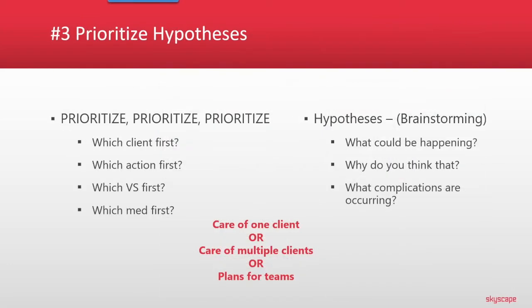The next step, step 3 of the clinical judgment measurement model, is prioritize hypothesis. And I try to reinforce this in my students in actually 2 separate steps, especially when they're still learning the processes of clinical judgment. So first of all, prioritize, prioritize, prioritize all the time, everything the student does. Which client would you see first? Which action would the nurse perform first? Which vital sign is first?